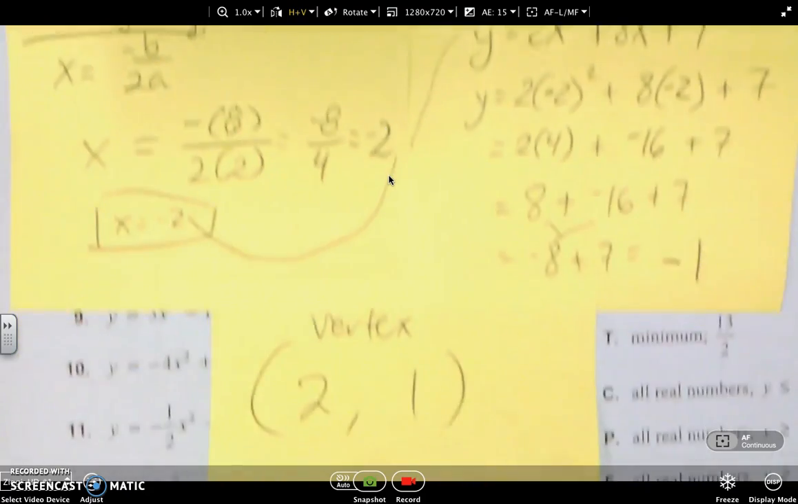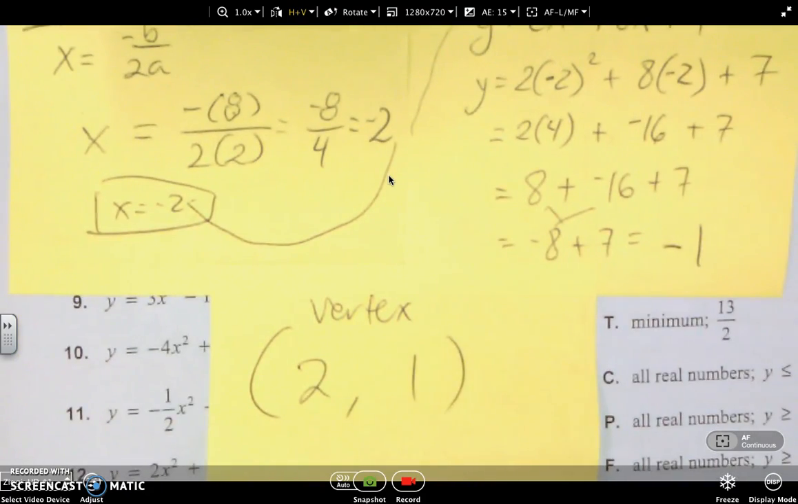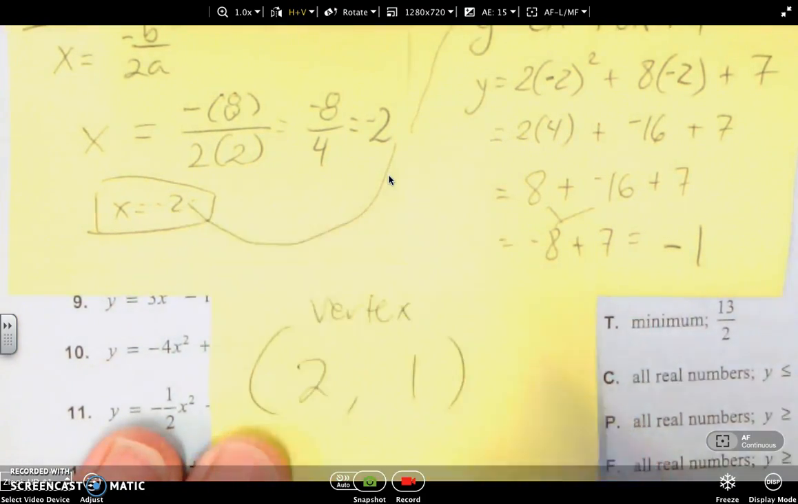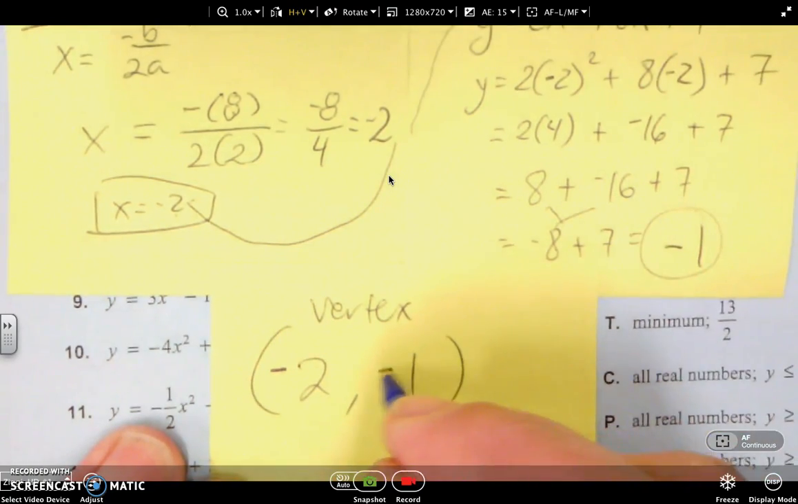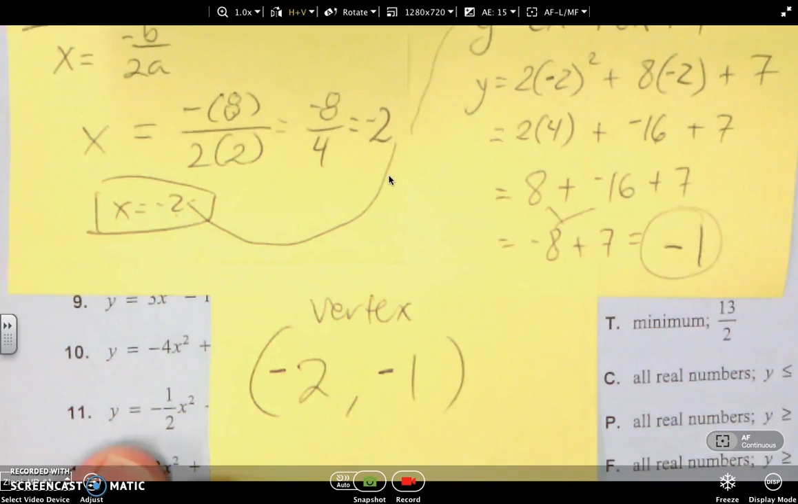Okay, just make sure you can see that. So there's your final answer. The x-coordinate was negative 2. Shoot, I left off the negative. Negative 2 and negative 1. Jeez, left off both negatives. Okay, so that's how you do it.